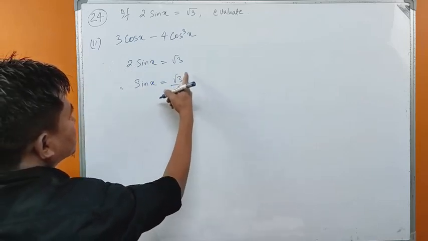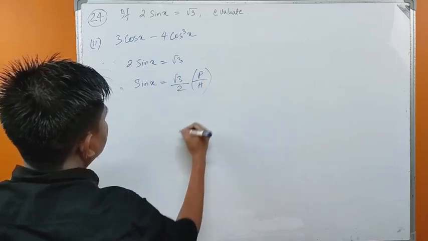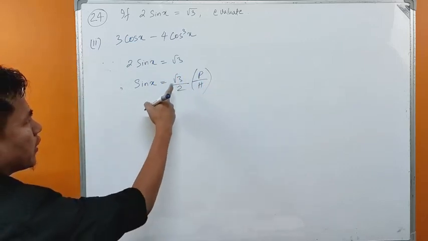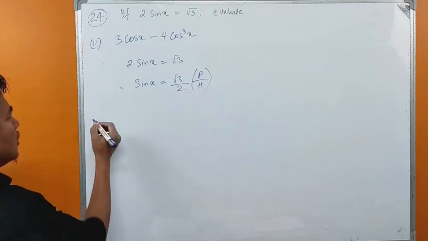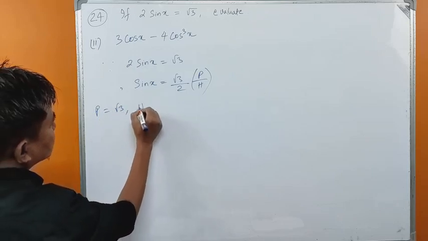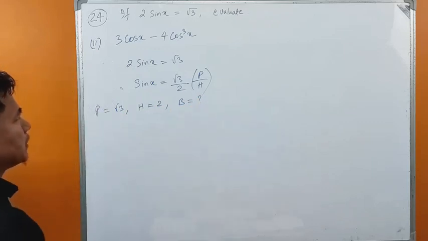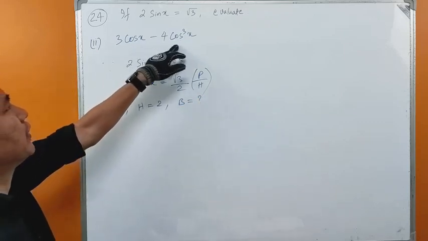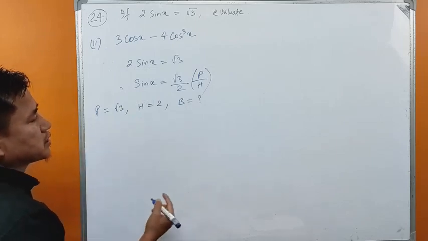Now sin theta is perpendicular upon hypotenuse, so this is P, this is H. Now we have perpendicular, we have hypotenuse, now we need base, isn't it? So perpendicular is root 3, hypotenuse is 2, and base is unknown to us. Let us find base because we need base while finding the value of cos x, isn't it? Cos theta means base upon hypotenuse.